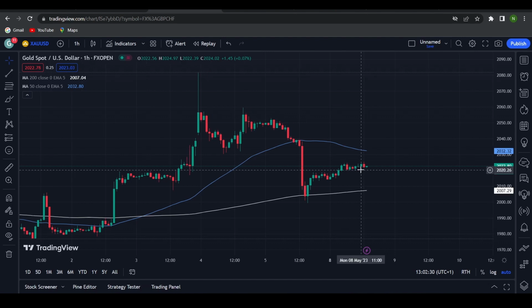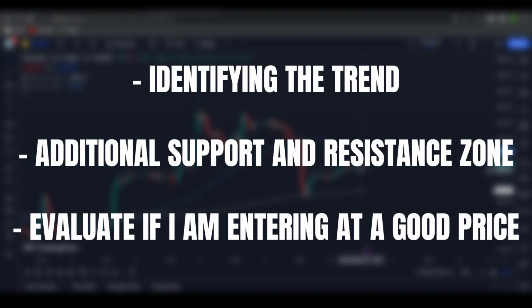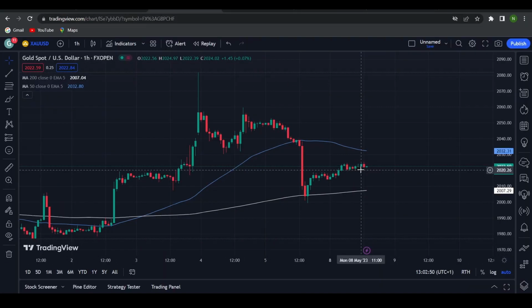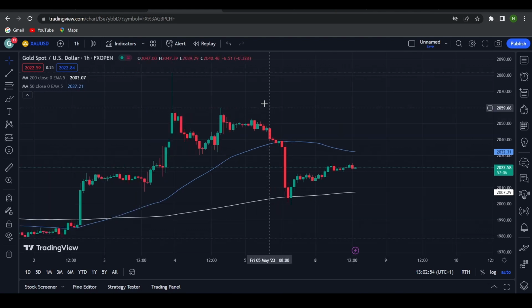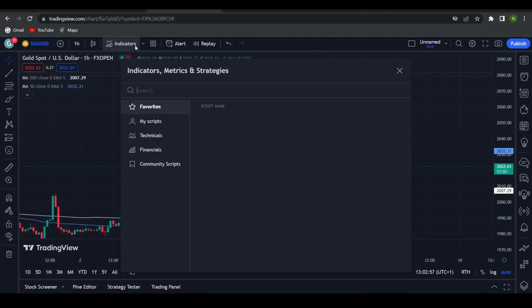So these are the main three reasons that I'm using moving averages: identifying the trend, an additional support and resistance zone, and helping me identify if this is a good opportunity or not. So these are the three key things that I think moving averages can be used in every single strategy that you may be using. And just so I can complete this video, I'll show you how you can add a moving average in TradingView. You can obviously do that in your own platform that you're using.